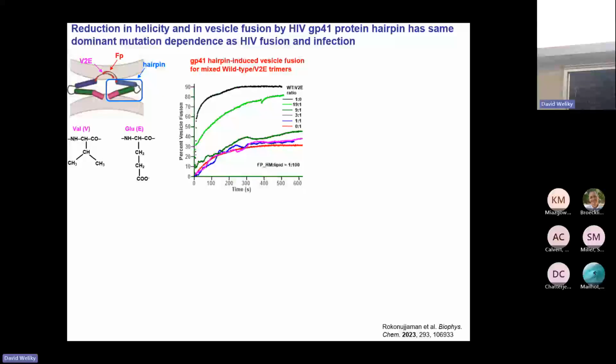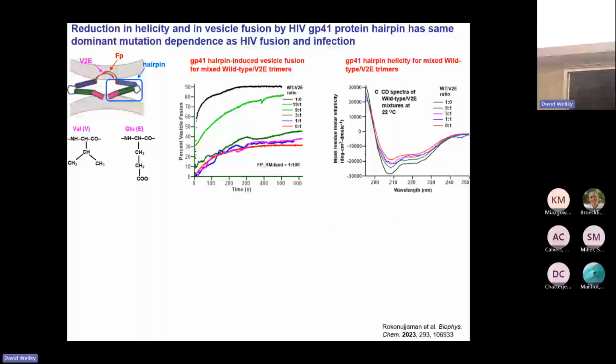So this is data now from our laboratory, and the short answer is yes, and in fact the phenotypic dominance matches quantitatively as exactly as one could reasonably expect. What I'm showing you here is vesicle fusion data. The vertical axis is fusion, and time is the horizontal axis. At time 0, we add the protein. The black curve is for all wild type, and then for the other curves, we add in some V2E. The light green curve has 19 wild type for 1 V2E, and already the fusion is going down. The dark green is 9 wild type to 1 V2E, and we're actually very close to the red line, which is all V2E. So we see this phenotypic dominance.